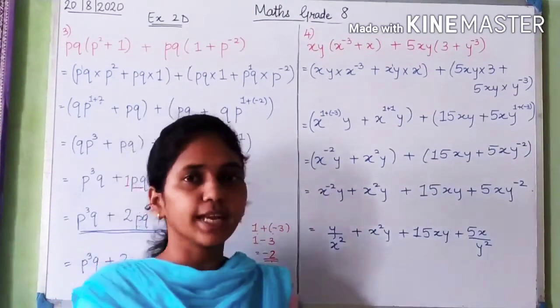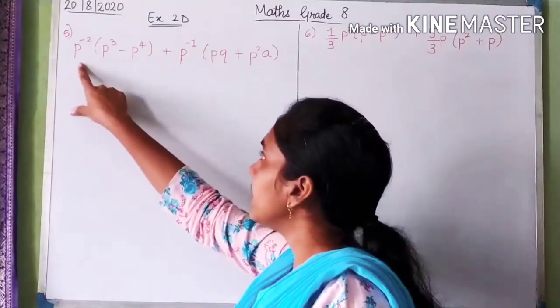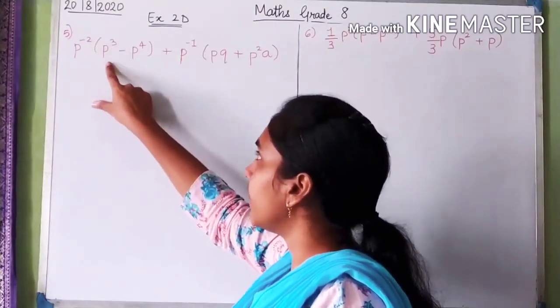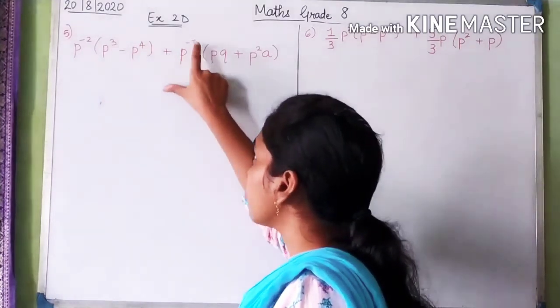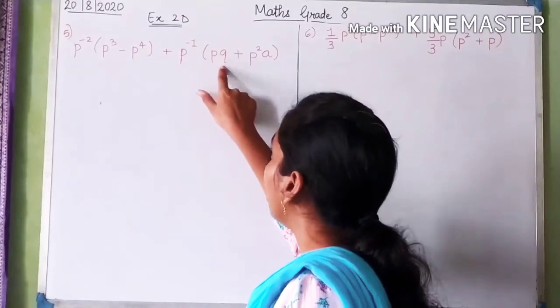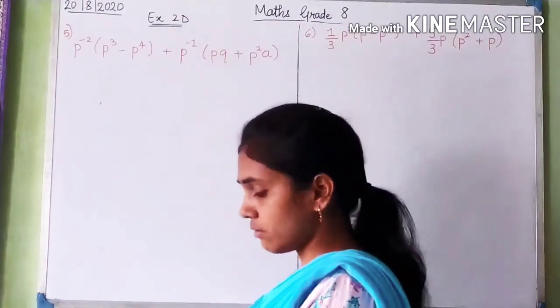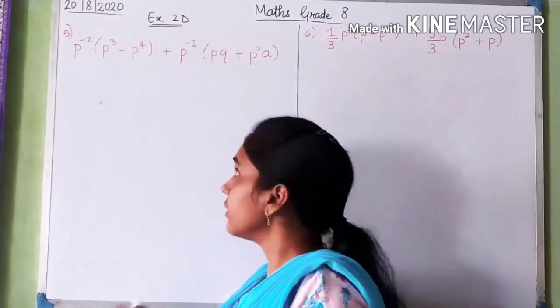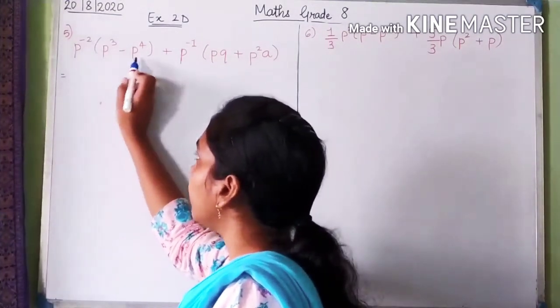So we now go to the next sum. The fifth question now. The fifth one is p raised to minus 2 multiplied by (p cube minus p raised to 4) plus p raised to minus 1 multiplied by (p cube plus p square a). Okay. So by normal procedure, we go, p raised to minus 2 will be multiplied to each term.